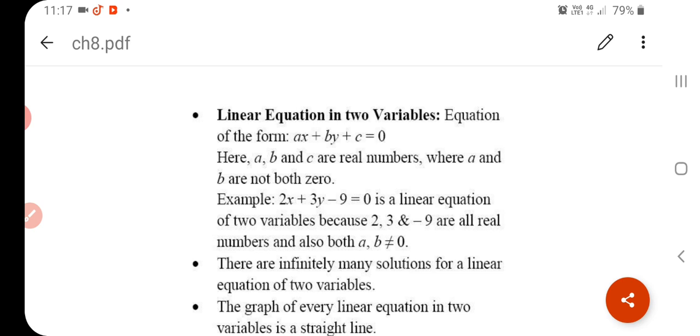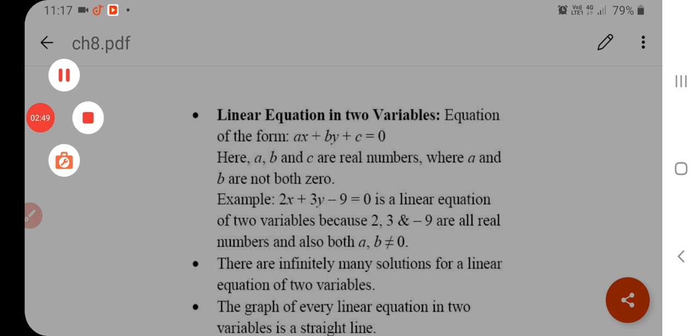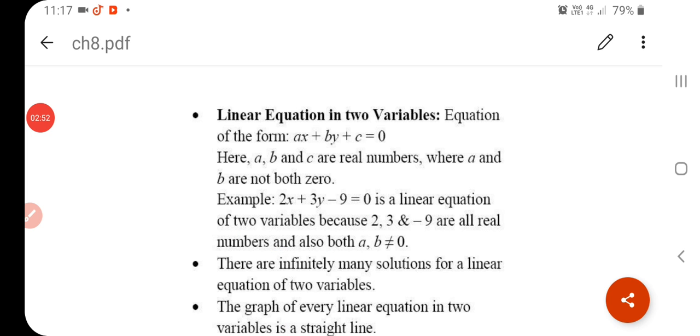Now we can talk about linear equation in two variables. The equation type is ax + by + c = 0, where a, b and c are real numbers, where a and b are not both 0. Means if a is equal to 0, b is not equal to 0, but both are not equal to 0. Example: 2x + 3y - 9 = 0 is a linear equation in two variables, because 2, 3 and -9 are all real numbers, and also a and b are both not equal to 0. Understand? Now there are infinitely many solutions for a linear equation in two variables.